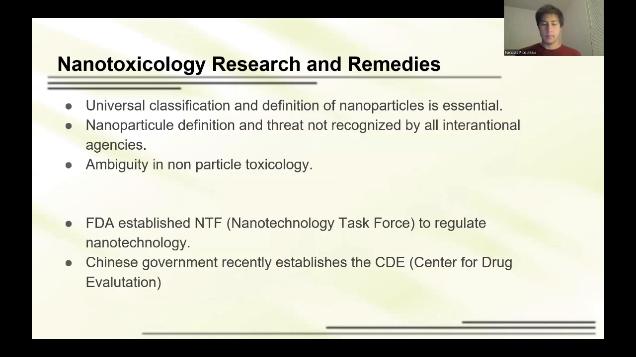So when it comes to finding solutions to nanotoxicology, arguably the biggest obstacle has nothing to do with lack of technological breakthroughs or rampant nanotechnological usage. The biggest problem in nanotoxicology is the lack of a universal classification or definition for nanoparticles that is respected across different countries. So different toxicological agencies have different definitions for what a nanoparticle is or what a toxic nanoparticle is justified as.